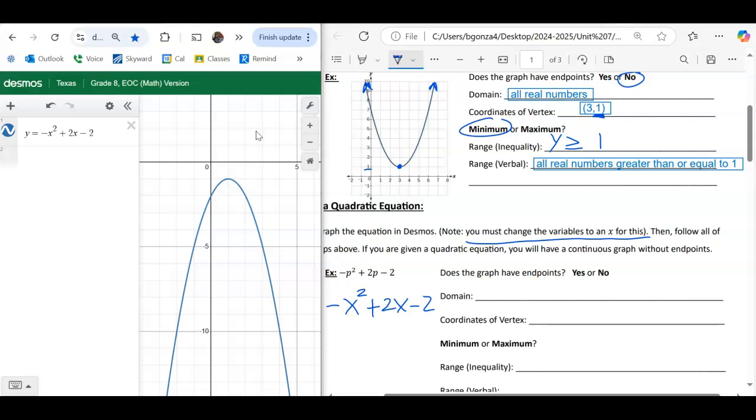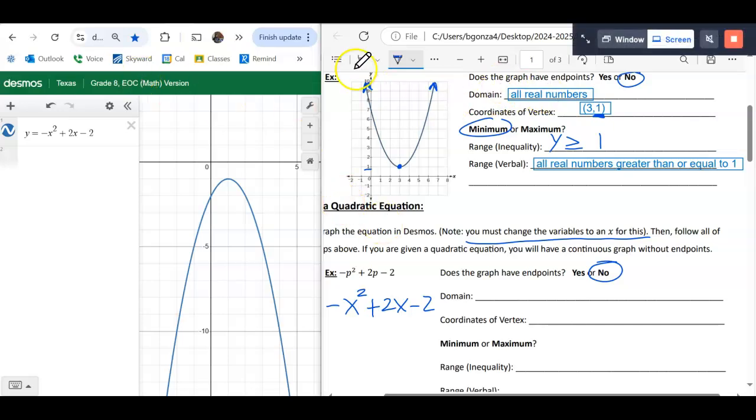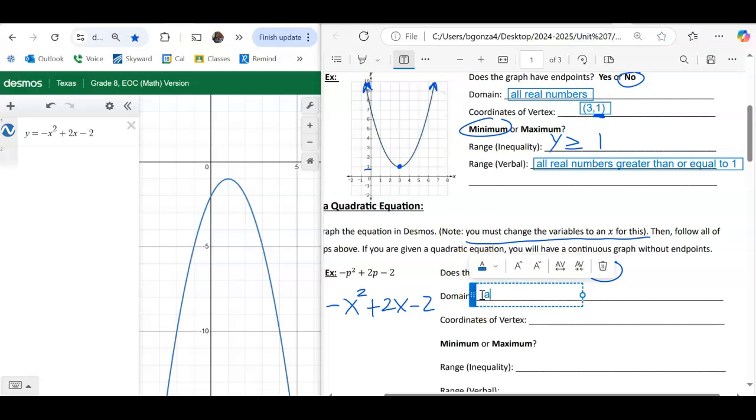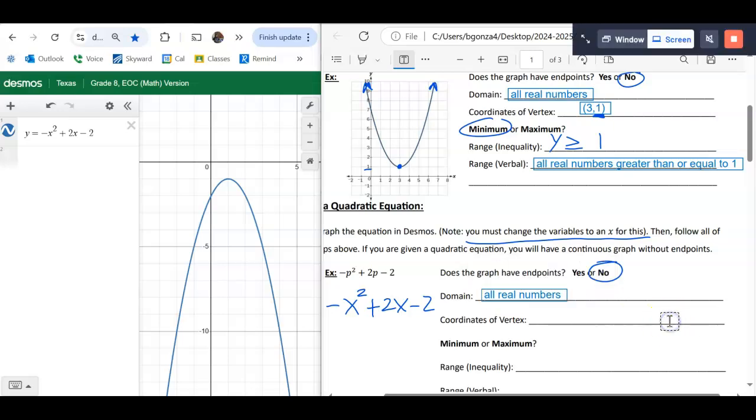Now, does this graph have endpoints? Looking at this graph, I don't see endpoints, and I could zoom out and try to find them, but you'll be zooming out forever. There is no endpoint on this graph. When you graph in Desmos, when it's x squared, it's going to keep going forever. So there are no endpoints. Go ahead and circle no endpoints, just like the one above. So just like the one above, my domain is going to be all real numbers. Did we say that? No endpoints is all real numbers, forever to the left, forever to the right, for our domain.